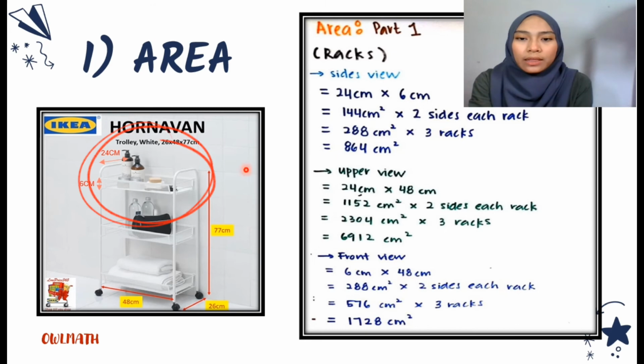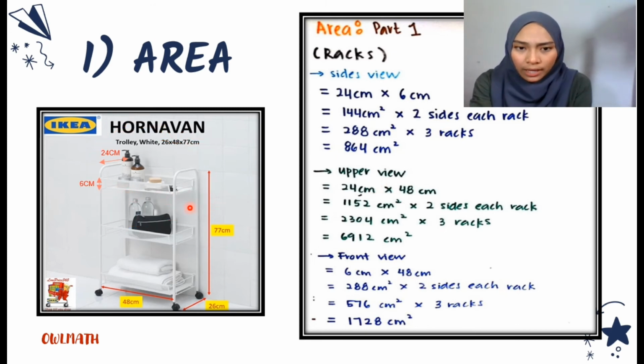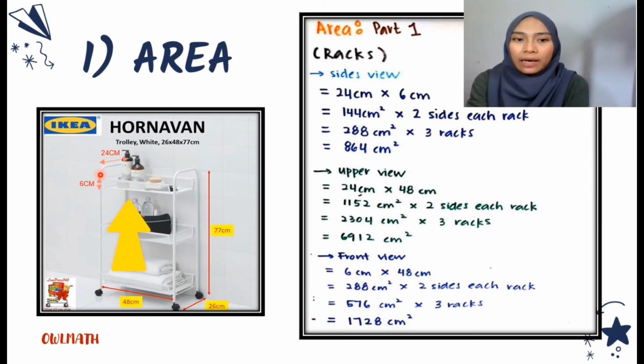Second is the upper view. The length is 48 and the height is 24, so 24 times 48, we got 1152. We have 2 sides here, so we times 2 and we got 2304. Because we have 3 racks, we got 6912.